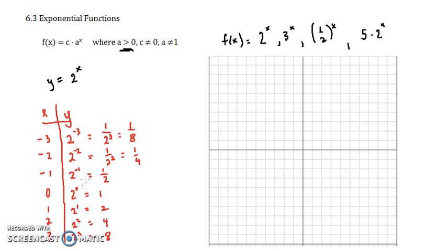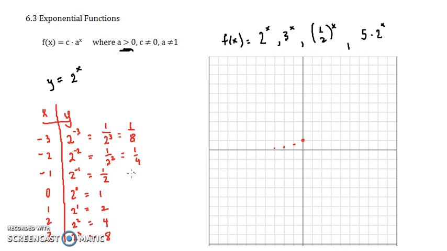Okay, so now we've got some values for 2 to the x. Let's see if we can figure out what's going on. So looking at the left side first, let's start from 0 and work our way to the left. So at 0 we have 1. And then at -1 we have 1/2. At -2 we have 1/4. At -3 we have 1/8. Okay, if we had extended our table out, at -4 we'd have 1/16, then 1/32, then 1 over 64, 1 over 128.